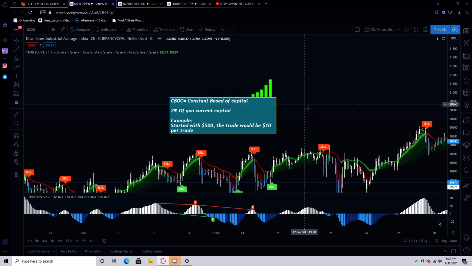So the first one is CBOC, which is constant base of capital. This is more of a beginner type of money management plan. If you're just getting started in binary options, or you're still very new, you want to use CBOC. What CBOC is, it's just taking 2% of your current capital. So I put an example right here as well. If you started with $500, the base amount you would put for every trade would be just $10.